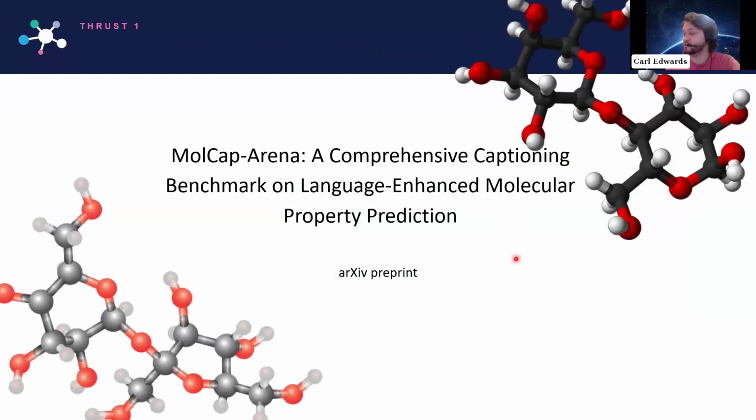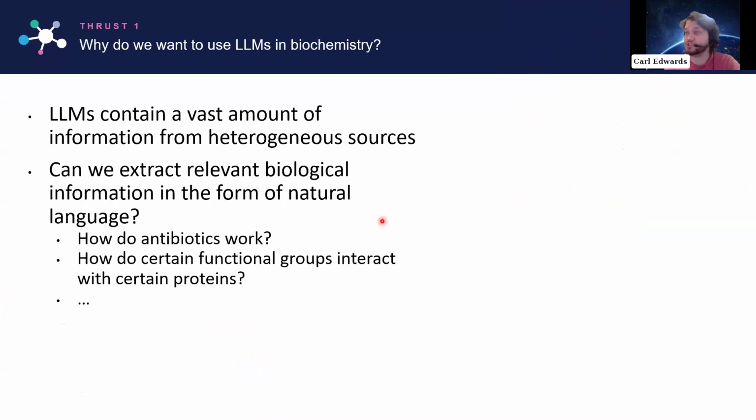And so I'm going to move on to a very recent preprint I've released. Here, what we did is we looked at doing a comprehensive captioning benchmark on how well language can enhance molecule property prediction. A little bit of key background here is, okay, language models contain a vast amount of information from a mixed variety of sources. So how do we get the relevant information back out?